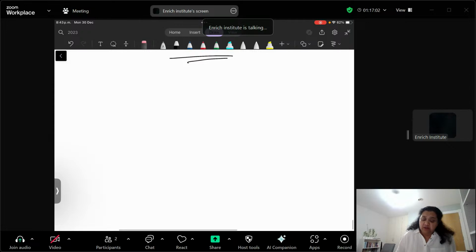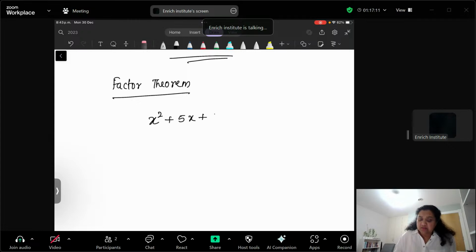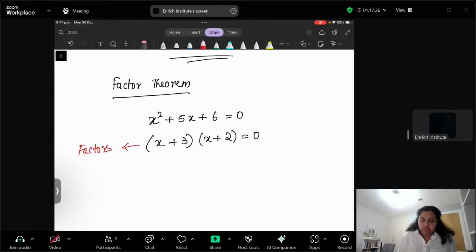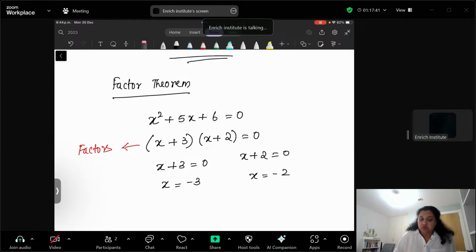The last one, factor theorem. Let's take a quadratic equation. x square plus 5x plus 6 is equal to 0. Now, if I factorize it, I can write this as x plus 3, x plus 2 is equal to 0. So these two are called factors of this quadratic equation. Further refining this, I can write x plus 3 is equal to 0, x plus 2 is equal to 0, and I can say that x is equal to minus 3 and x is equal to minus 2. These two are called roots.